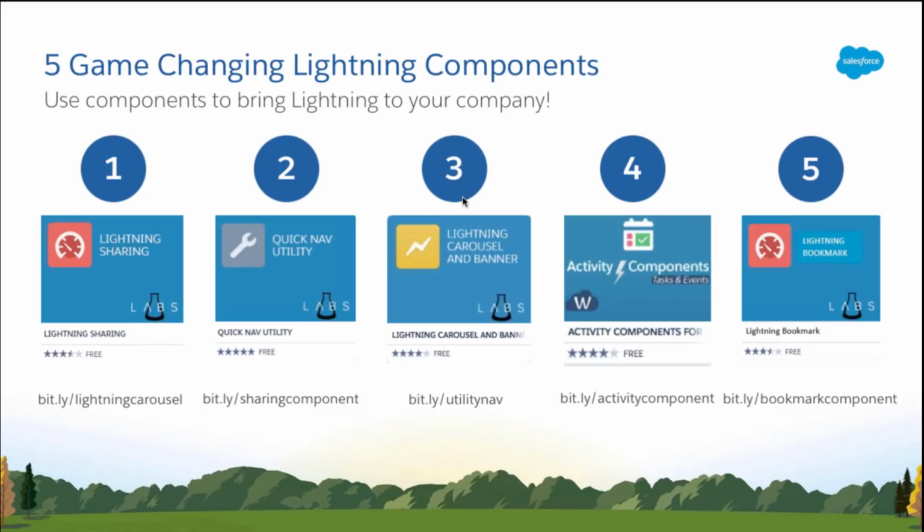And I'm actually going to Carlsbad to do a Lightning workshop from one of the Salesforce partners, which I'm really excited about. So I'm going to go ahead and start talking about the 5 that I'm going to talk about today: Lightning sharing, the quick Nav Utility, the Lightning Carousel and Banner, activity components, and Lightning Bookmark. So let's get started with our first one.